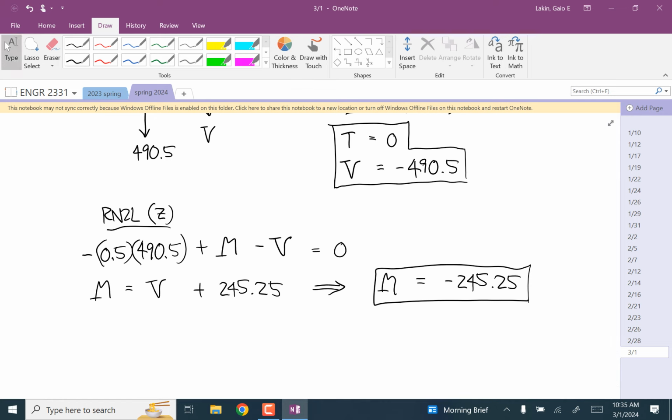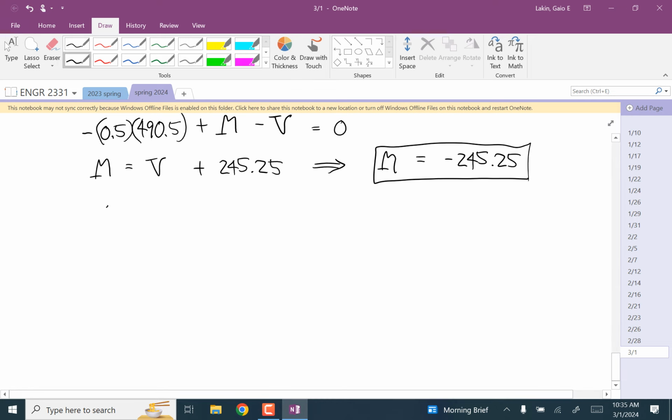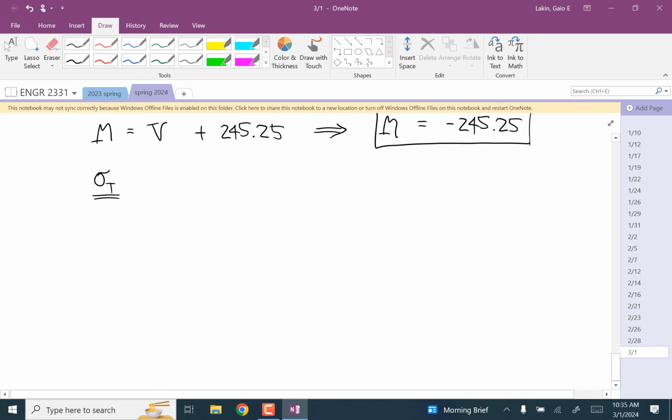So first, stress due to tension. That's obviously equal to 0. And so the stress tensor due to tension is just zeros.